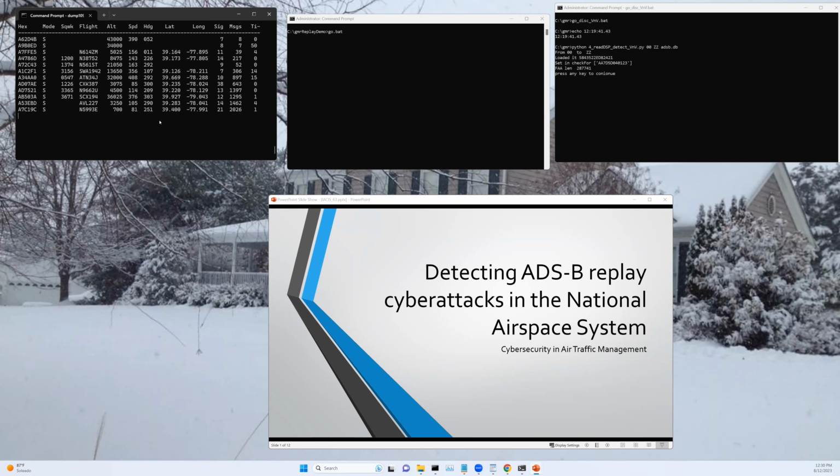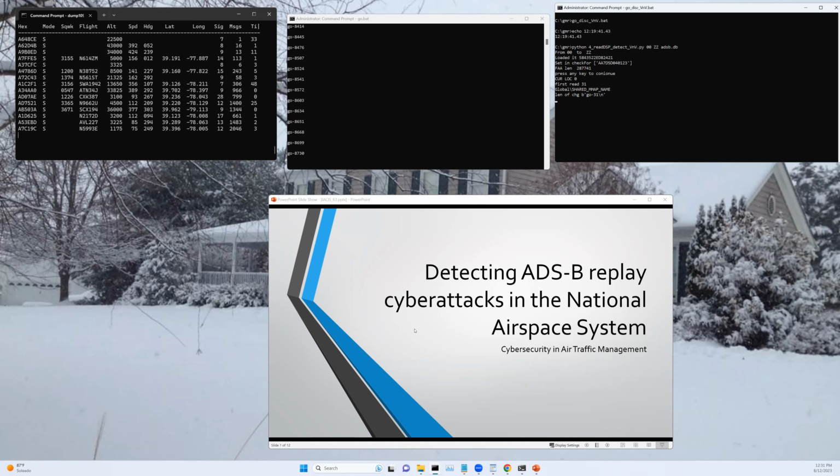The first one is a list of aircraft that's constantly updated that are in my vicinity. The second one is digital signal processing software to read that information from the transponder and then provide that on shared memory. And then the third one reads the shared memory and does the replay attack checks. So let's go ahead and get started.